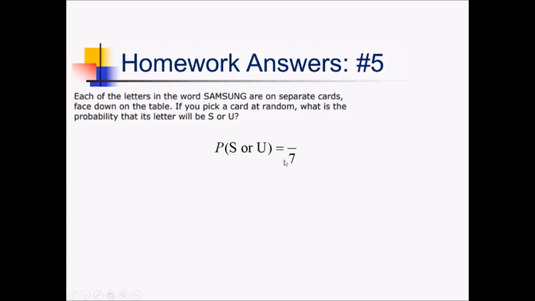Well, how many desired results do we have? We want S or U. So how many S's are there? We've got an S here, another one here. There's 1 U, so altogether that's 3 different cards that could give us what we want. So then our probability would be 3 out of 7.